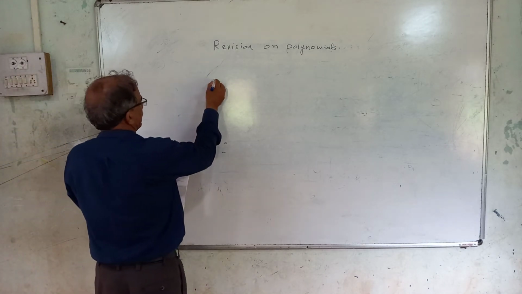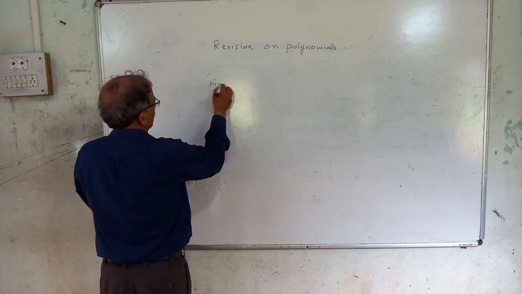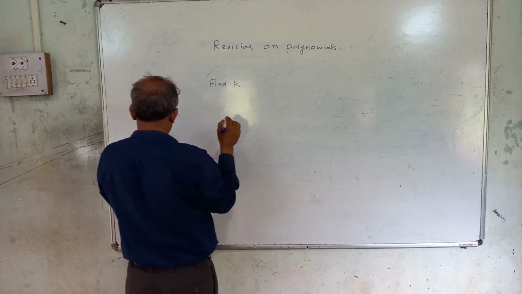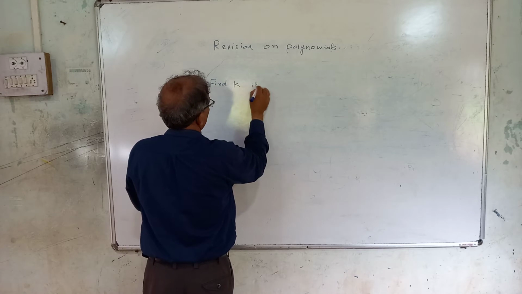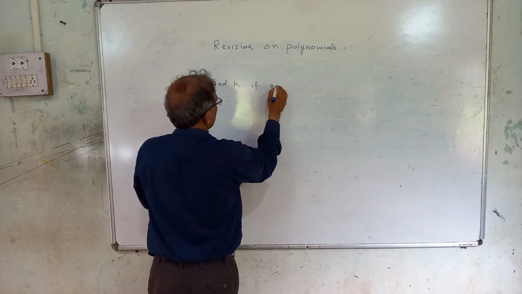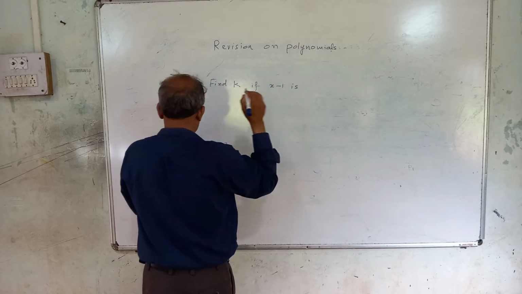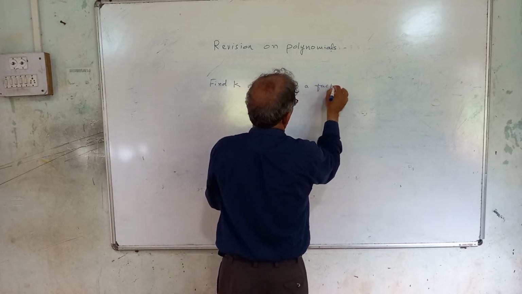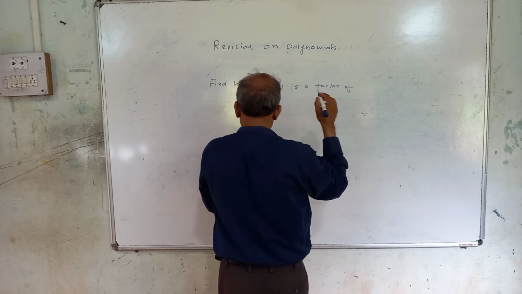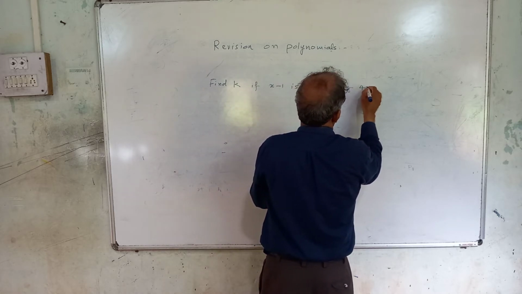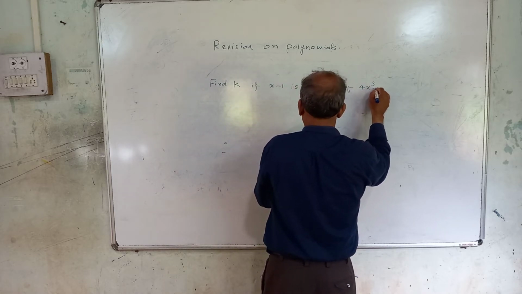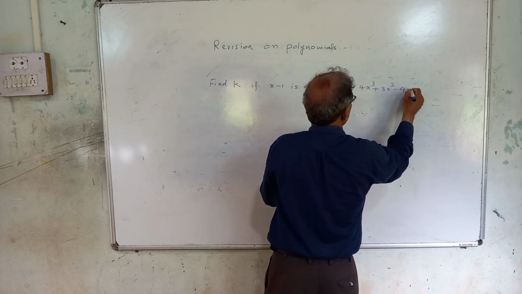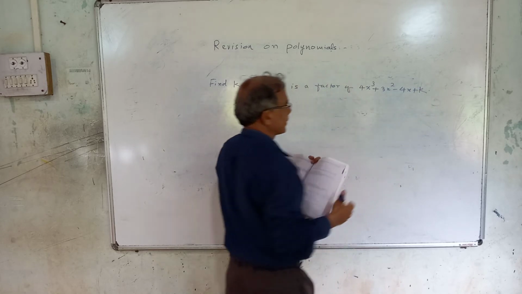Find k. Find k. If x minus 1 is a factor of 4x cubed plus 3x squared minus 4x plus k.